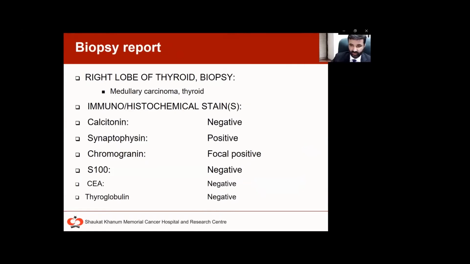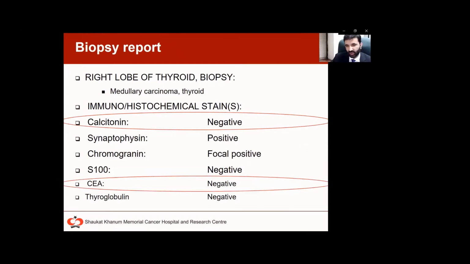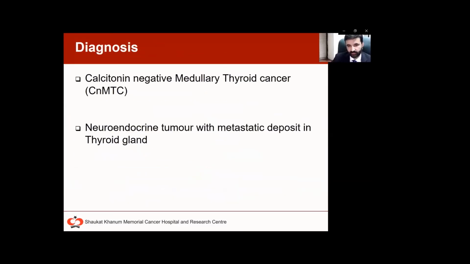The biopsy then had the stains, but the most important of these are negative calcitonin and negative CEA stains, which is unusual for medullary thyroid cancer. However, the diagnosis of medullary thyroid carcinoma was confirmed on the morphology of the cells, which we could see under the microscope. So the differential remains either it is a calcitonin negative medullary thyroid cancer, or it's a neuroendocrine tumor with metastatic deposit in the thyroid gland. We have already said that the CT scan of the chest, abdomen, and pelvis had shown us that there were no deposits elsewhere in the body, and the sample was taken from the thyroid gland lesion. So calcitonin negative medullary thyroid cancer remains the diagnosis in this case.